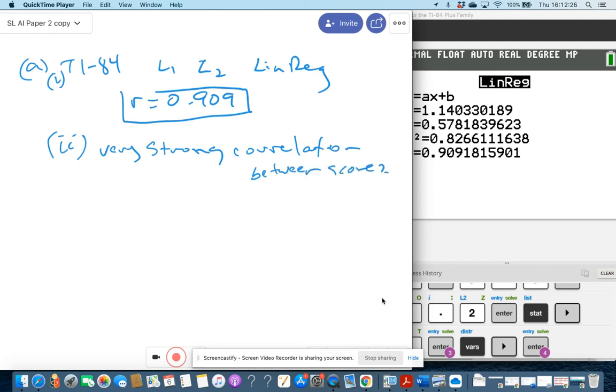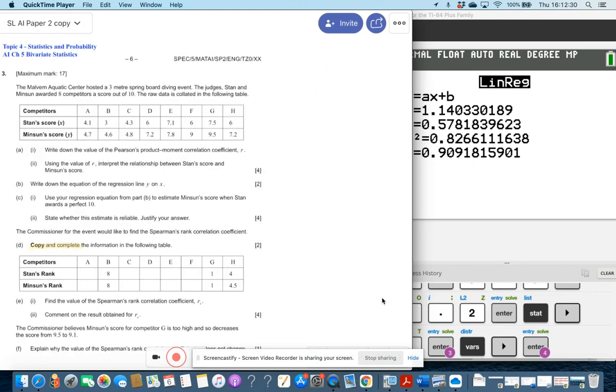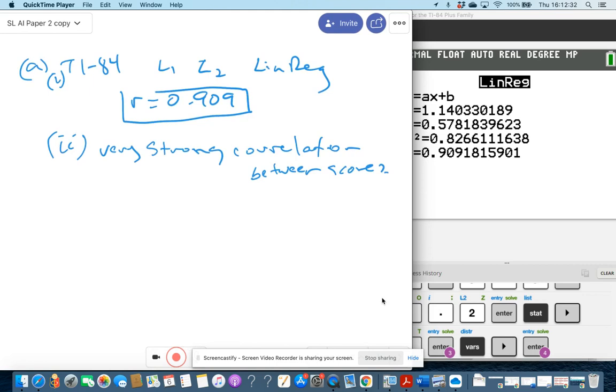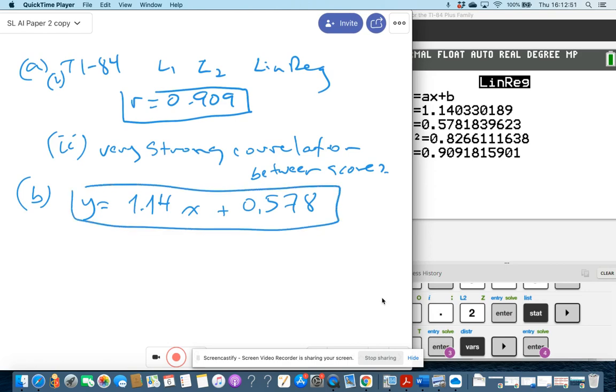Okay, B. Write down the equation of the regression line. Again, I said that the gradient was 1.14, so y equals 1.14x plus the y-intercept 0.578. This is the equation of the regression line.